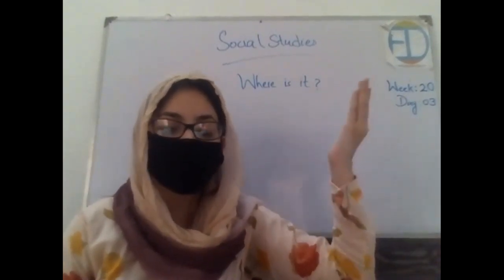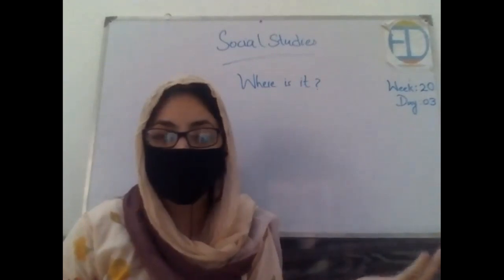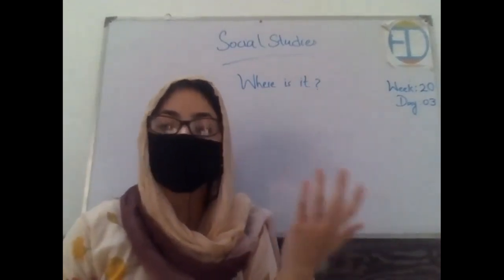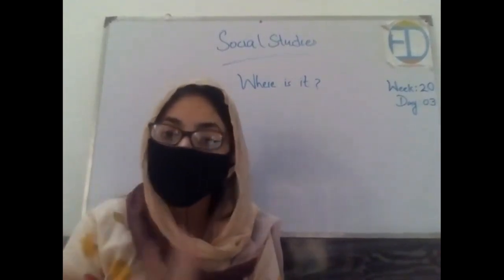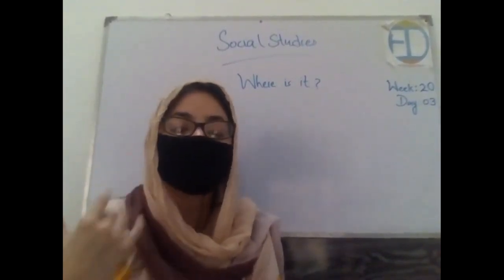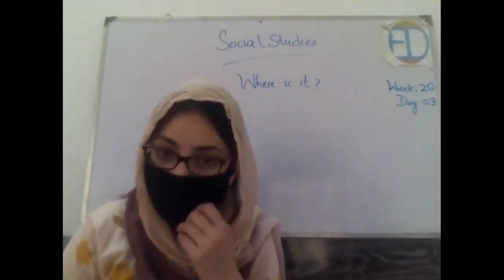So when somebody asks you about the position of something, of where the particular thing is, so the sentence or your answer would be about the position of that thing. So we will together learn what are the different words that we use to tell the position of something. Got it?